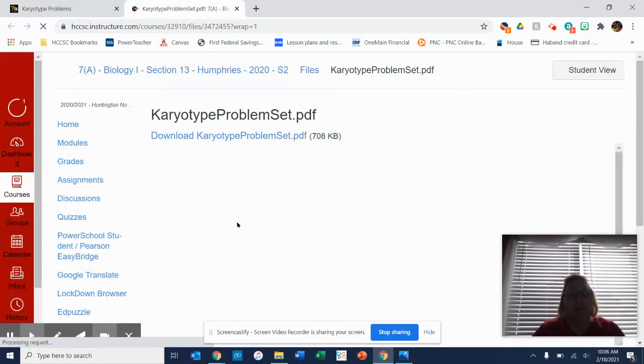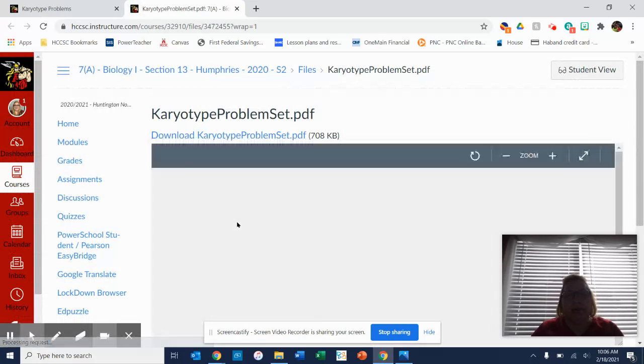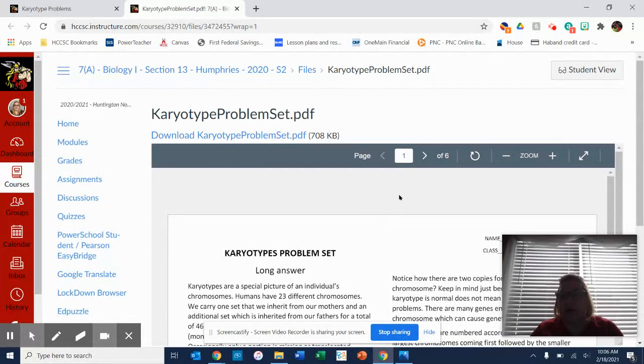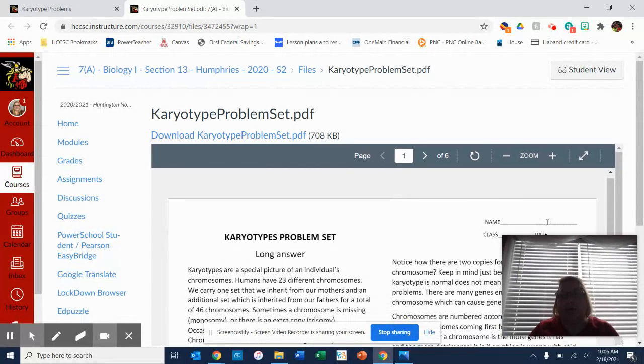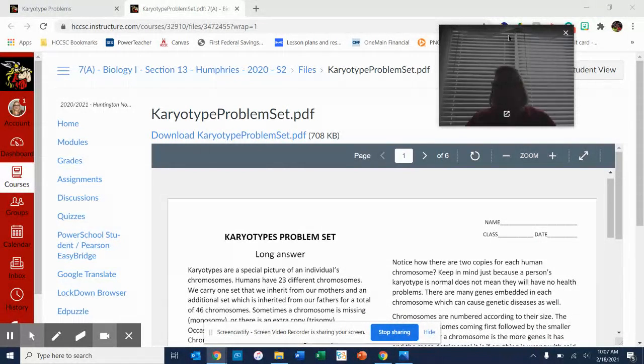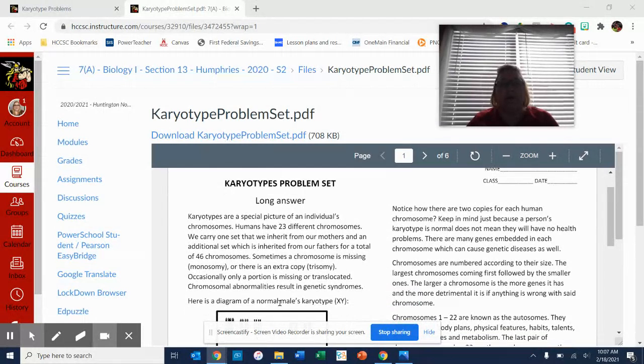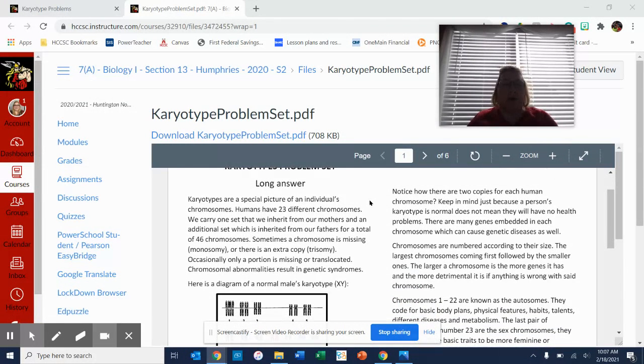I'm going to open that up for you. You're probably going to need to download this to write on it. It's a PDF, but hopefully you've gotten used to PDFs by now. So you can download it and then you'll be able to edit it. This is a really good explanation about what you need chromosomes for and how they work.